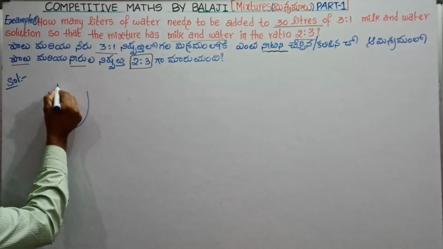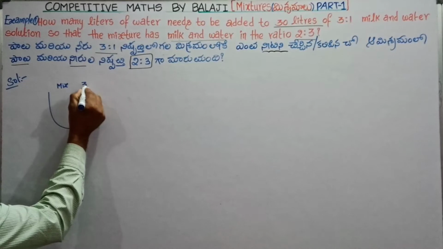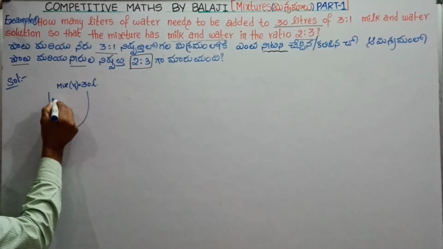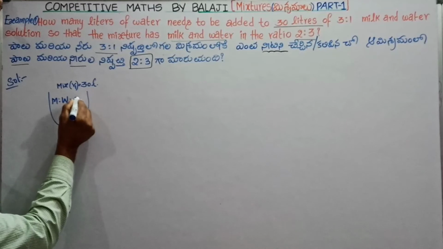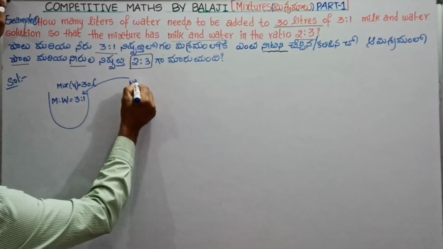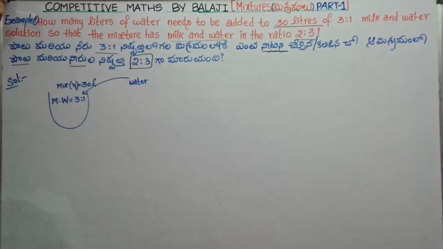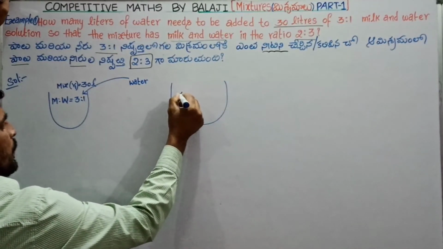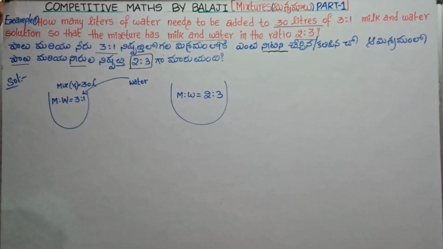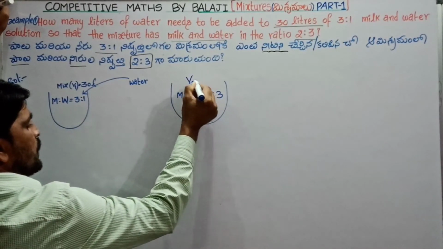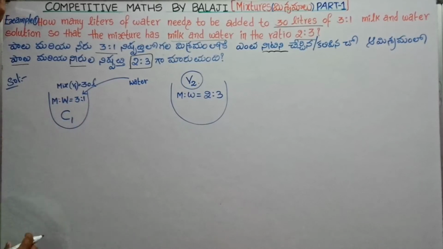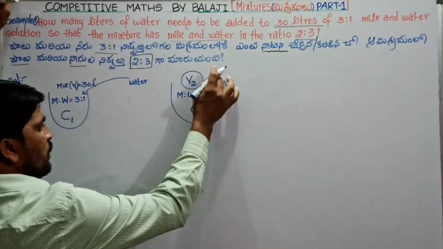Suppose we have a mixture of 30 liters. That is, the initial volume of the mixture is 30 liters. In this mixture, the ratio of milk and water is 3:1. We added some quantity of water so that the ratio of milk to water will be equal to 2:3 in the final mixture. Let us suppose the volume of the final mixture is V2, and let C1 be the concentration of the initial mixture and C2 the concentration of the final mixture.